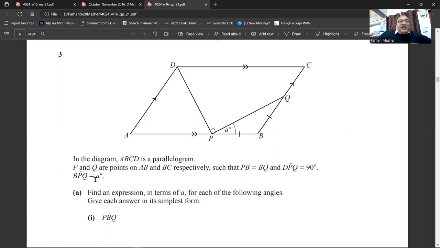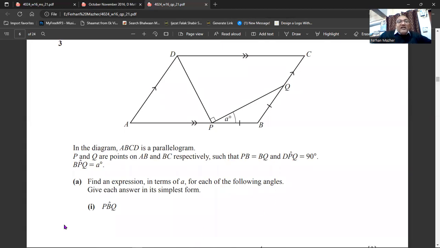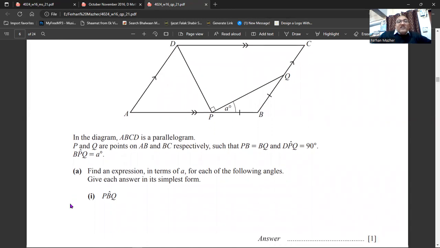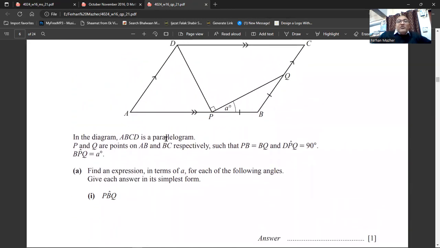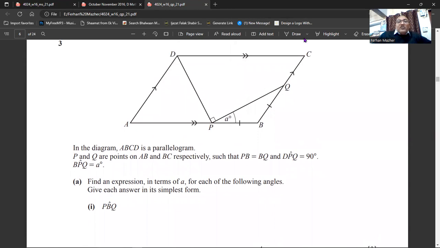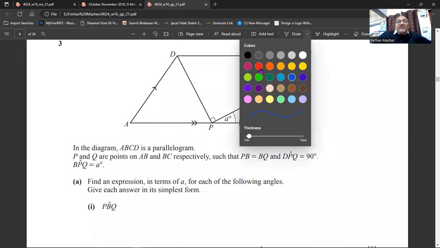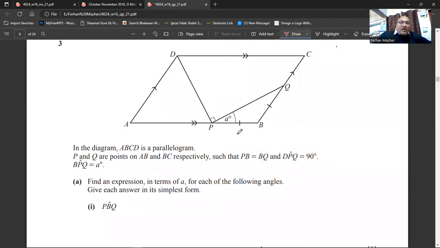The angle BPQ is A degrees, so this angle is A. Find an expression in terms of A for each of the following angles, giving each answer in its simplest form. So it's a 1 mark question. The angle PBQ is the question. So basically they are asking me to find this angle.